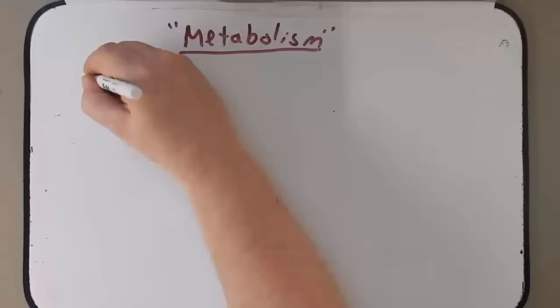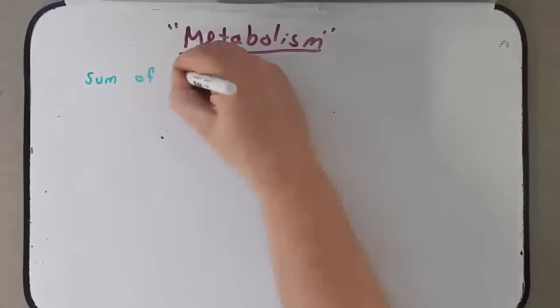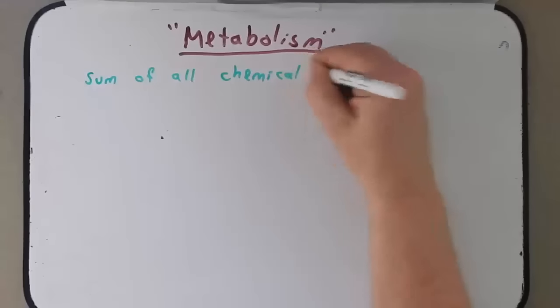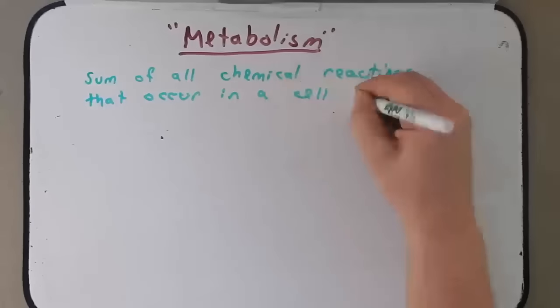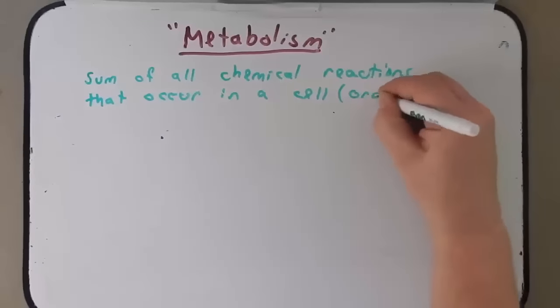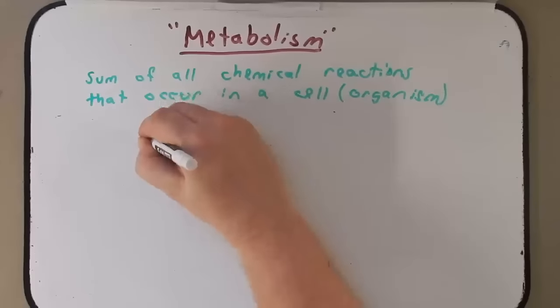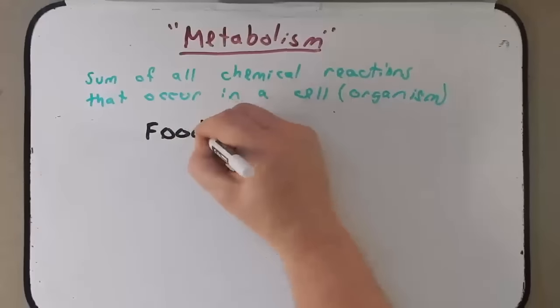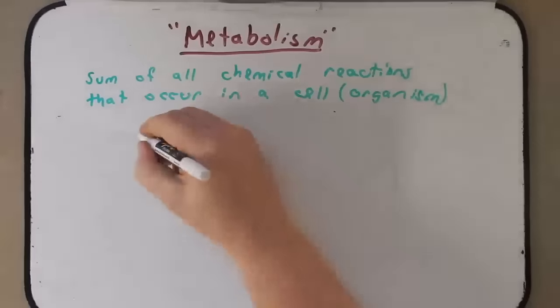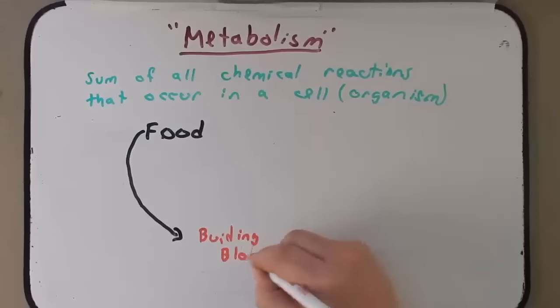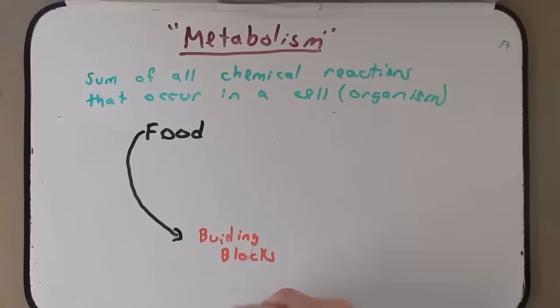We can think of metabolism as the sum of all chemical reactions that occur in a cell, or you could say in an organism, but we're going to focus on the cell. So these reactions are going to be a combination of reactions that build things up and a combination of reactions that tear things down. So for instance, if we start with food that we might eat for lunch or some other meal, that is going to be broken down into building blocks. So the proteins we eat are broken down into amino acids.